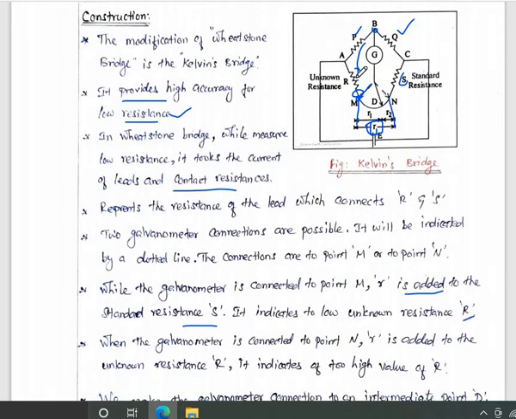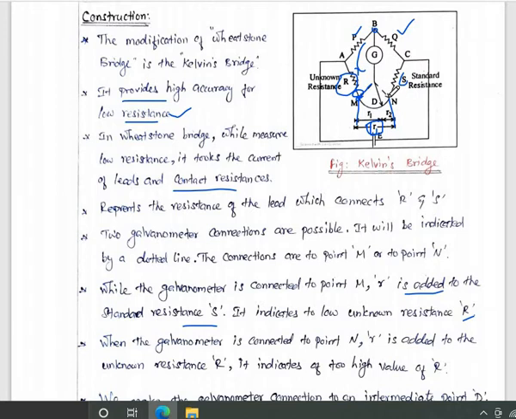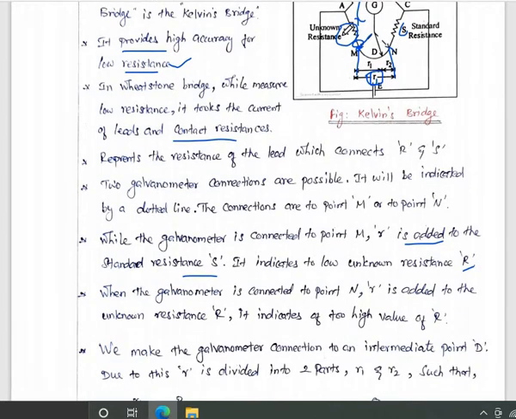resistance R. So here the total resistance is very low, because this area will not be combined with R, so R will be the very minimum value. And when the galvanometer is connected to the point N, the small r will be added to the unknown resistance value R. So here it is added to the unknown resistance, which indicates a high value of R. So the Kelvin bridge is used to measure very high resistance as well as very low resistance.